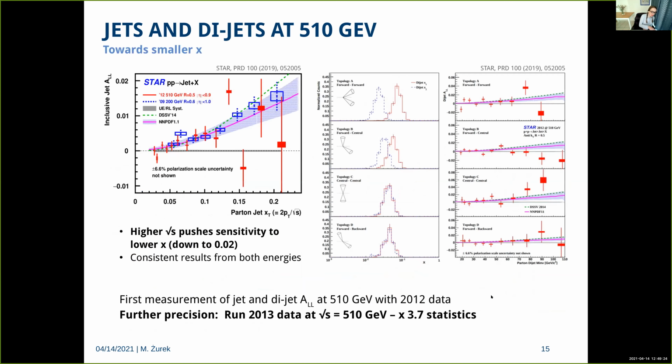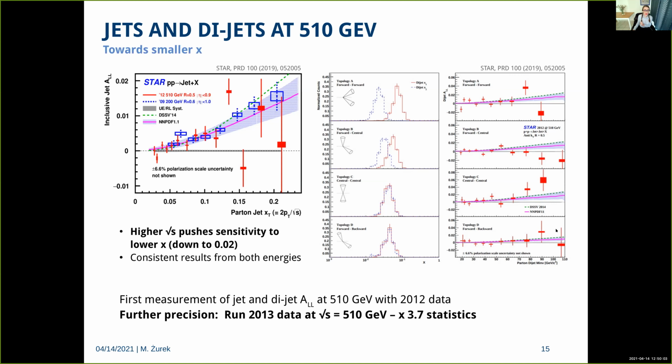Okay, and here are the results from the higher energy measurements. So these are jets and dijets at 510. This result is published. It is based on the 2012 data set. You can see the results in red from 2012 in comparison to 2009 data at 200 GeV. So higher s pushes sensitivity to lower x, down to about 0.02. You can see which ranges we are probing here. And we can see that the results are consistent for both energies.